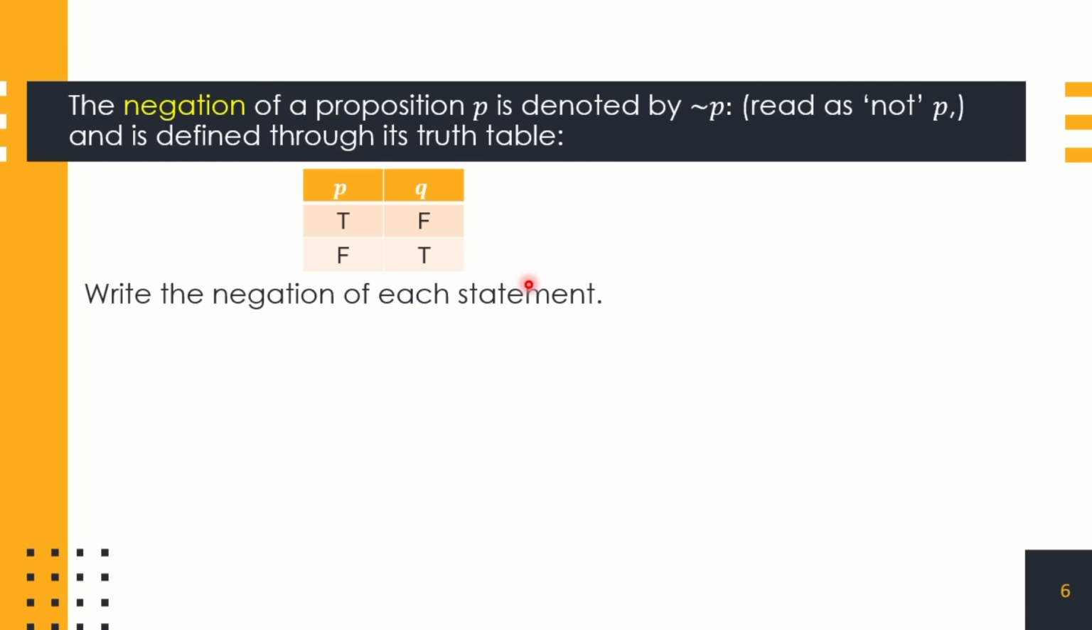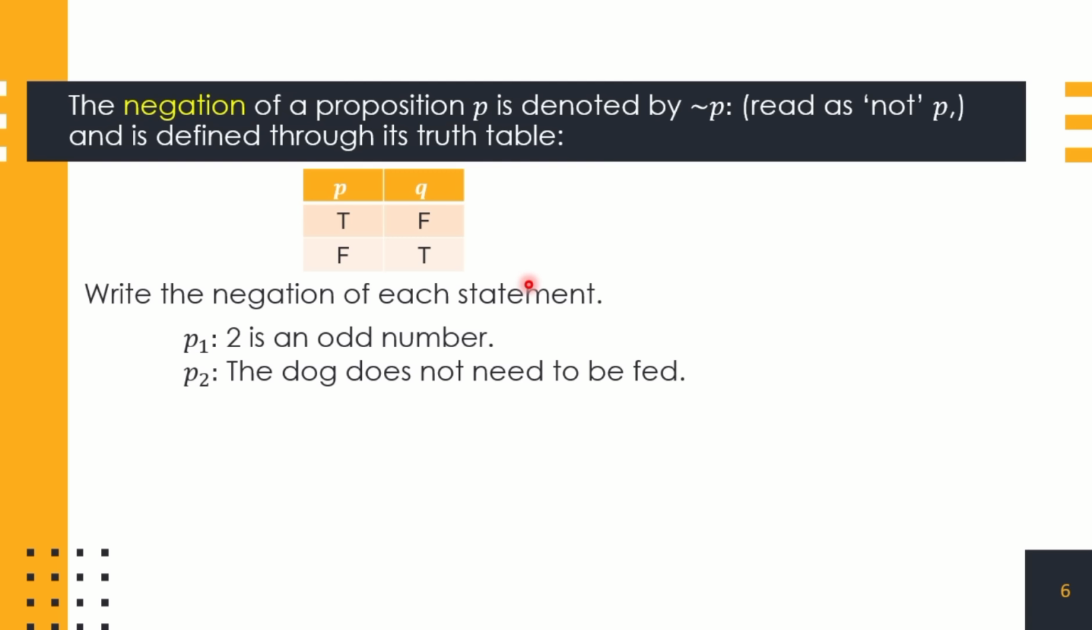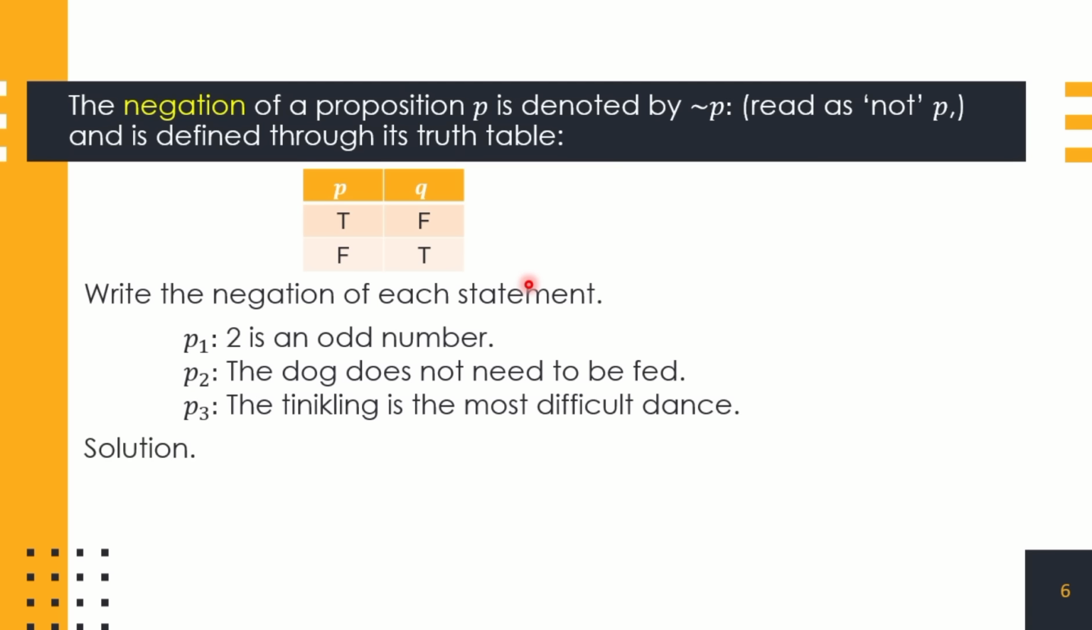So write the negation of each statement. Proposition 1, 2 is an odd number. Proposition 2, the dog does not need to be fed. Proposition 3, the tinikling is the most difficult dance. So, paano natin kunin yung negation nitong mga statement na to? Okay, in proposition 1, sabi daw 2 is an odd number. So, paano natin i-negate yung proposition 1? That is, 2 is an even number. Or, pwede rin yung sabihin na 2 is not an odd number. So, pwedeng lagyan nyo ng not. Okay? So, yan yung negation ng proposition 1.